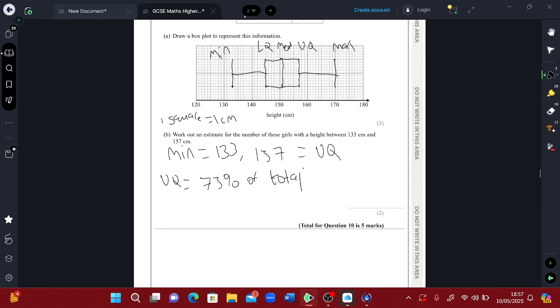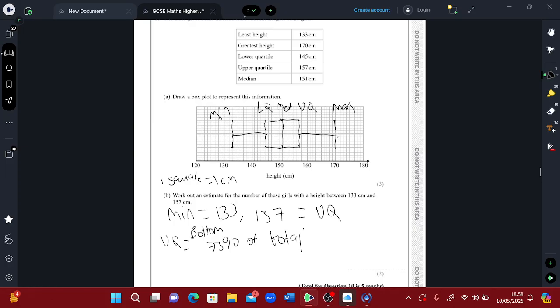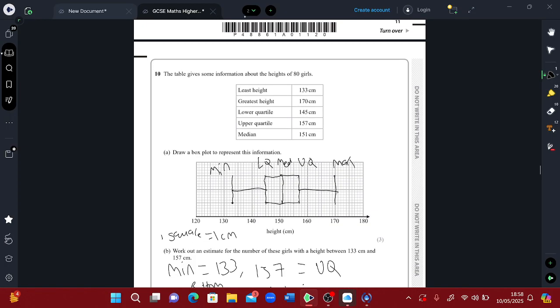So this is the bottom, this is the lowest value. Then lower quartile is the bottom 25%, and then the median is 50%, and then the upper quartile is the bottom 75%. Okay, so actually I should be a bit more specific here. The bottom 75% of the total amount, how many people there are. And it indeed is just 75% of the total amount. But it also tells us that there are 80 girls in total.